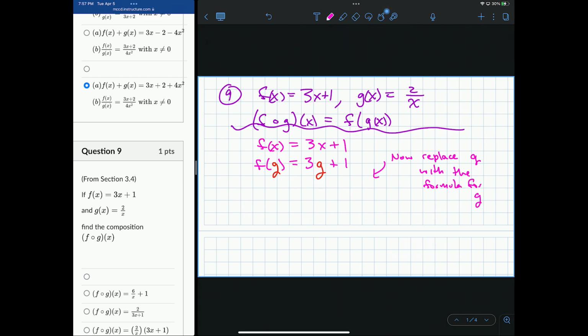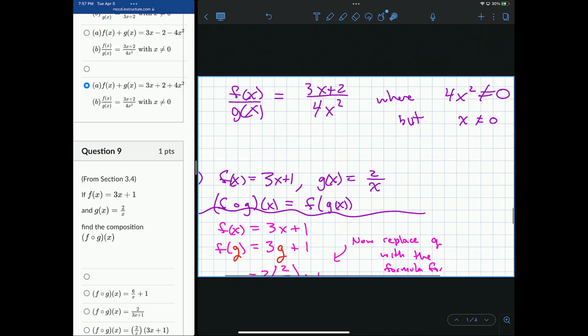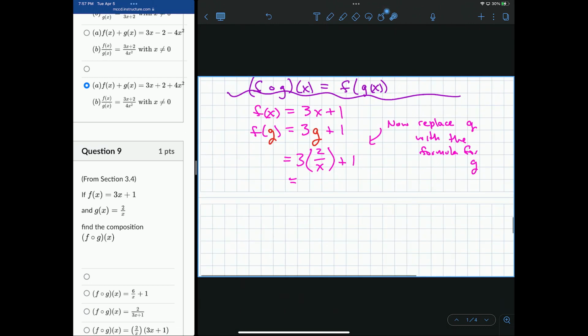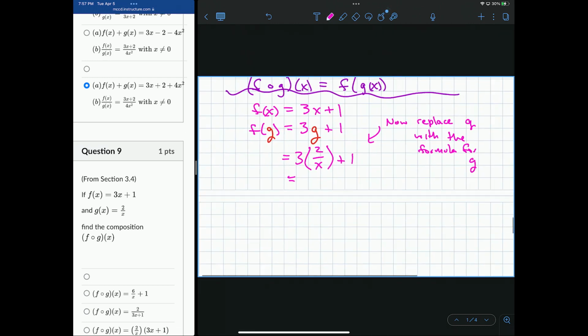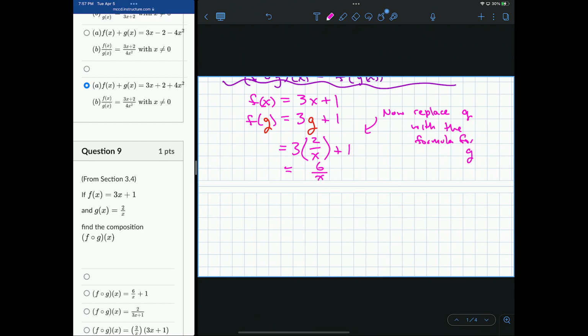And to me, this is the easiest way to do this. So we replace the g with the formula for g. And the formula for g is, right here, 2 over x. So 2 over x plus 1. So this is what we get. You can multiply this. So the 3 times the 2 will be 6. And it'll be 6 over x plus 1. That's what f of g is. And you can write it as f of g of x now if you want.